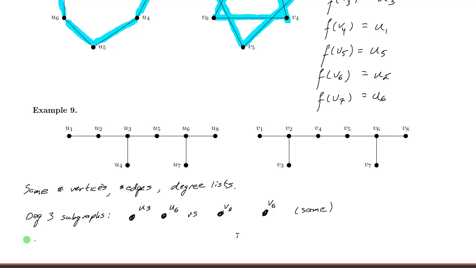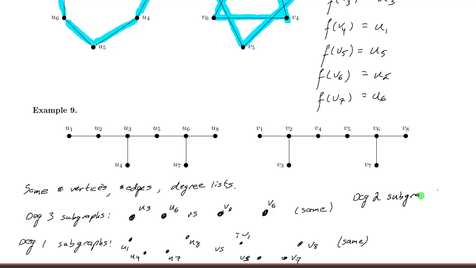Maybe if I look at the degree 1 subgraphs. In that case, I'd have U1, U4, U7, and U8. No edges between them, because none of those are connected. But if I look at the degree 1 subgraphs over here in V, comparing that to V1, V3, V7, and V8, those look the same. So that doesn't help us. But if we look at the degree 2 subgraphs, we finally get what we're looking for in terms of a difference.